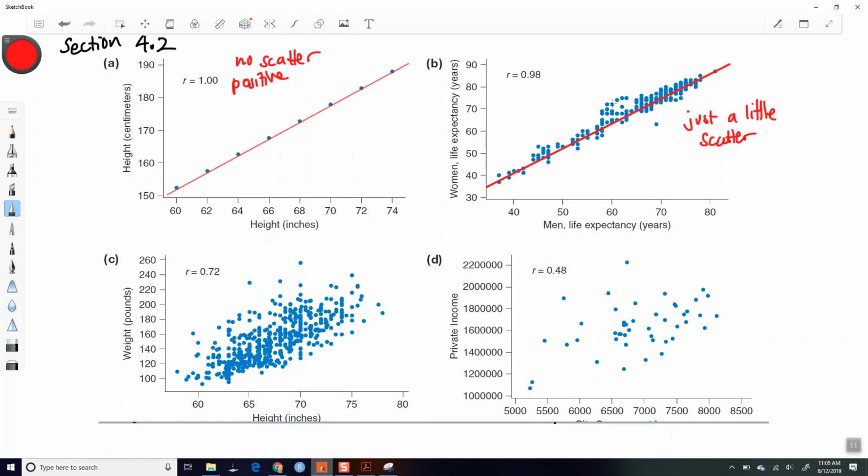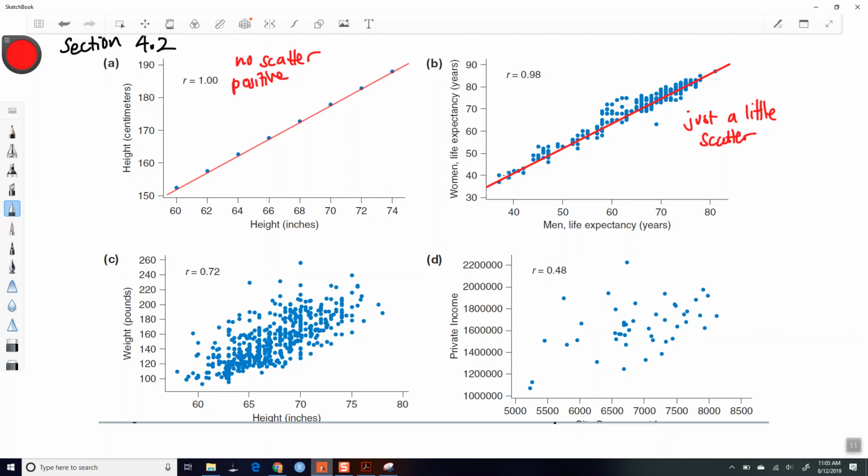And down here, the life expectancy for men is like 40 and for women is 41 or something like that. So if we know the life expectancy for men in a country, we can make a pretty good prediction for the life expectancy for women in the country. But even with two countries with the same life expectancy for men, the life expectancy for women might be different by a little bit.